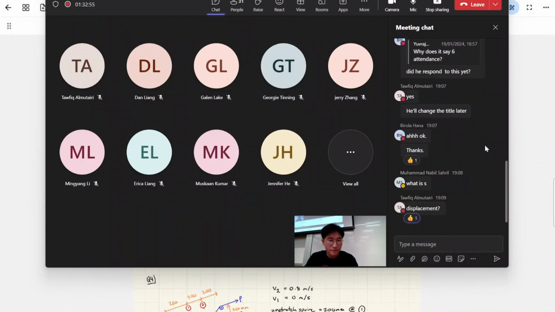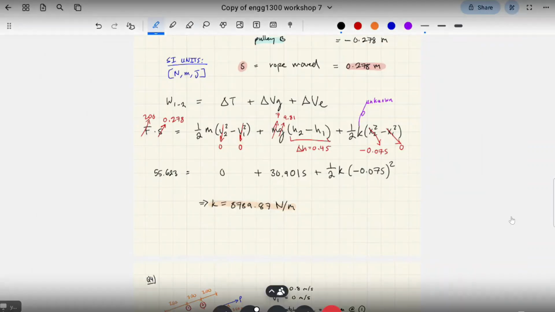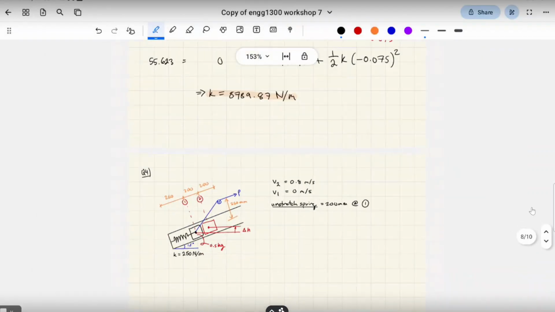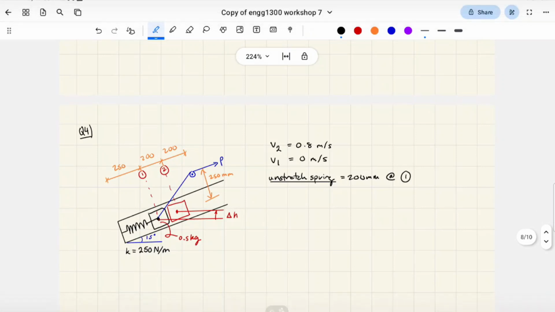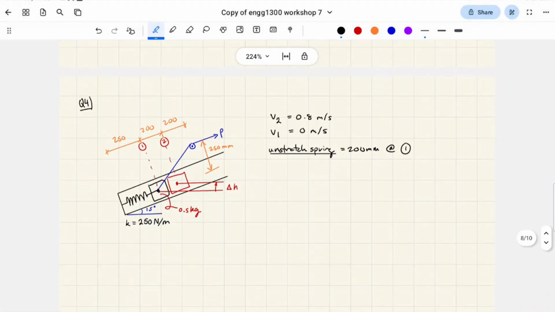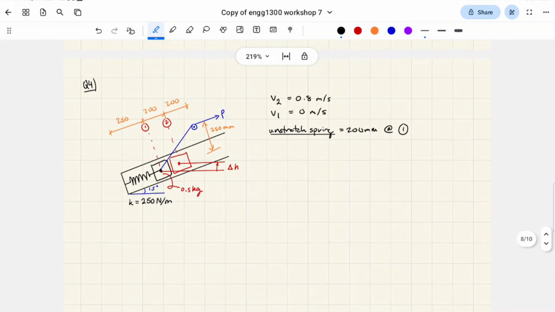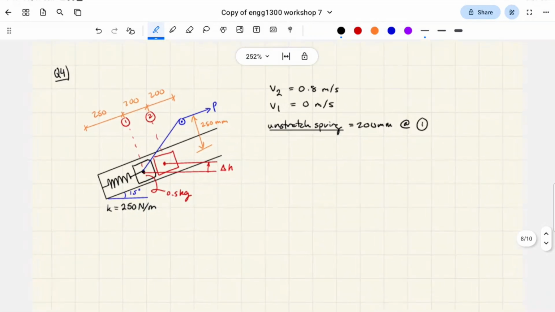Yep, it's displacement. Cool. Okay, here's question 4. I'll do question 2 at the end. Question 2 is cooked. So question 4 looks something like this. Okay.